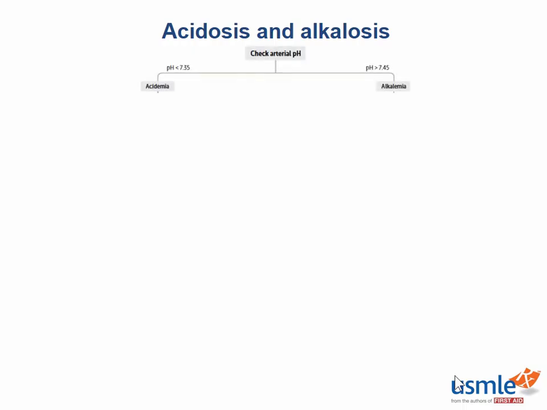Let's first start off by looking at acidemia, which is defined as a blood pH of less than 7.35. What are the two main causes of an acidemia? That's right, either a respiratory or a metabolic acidosis.